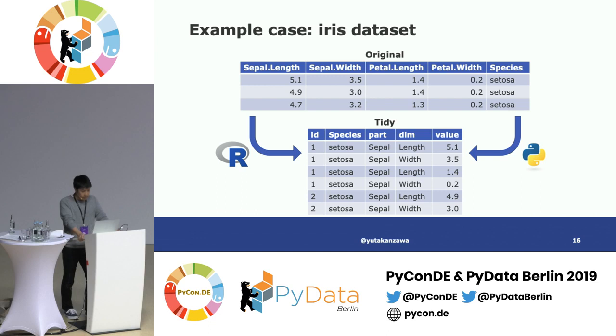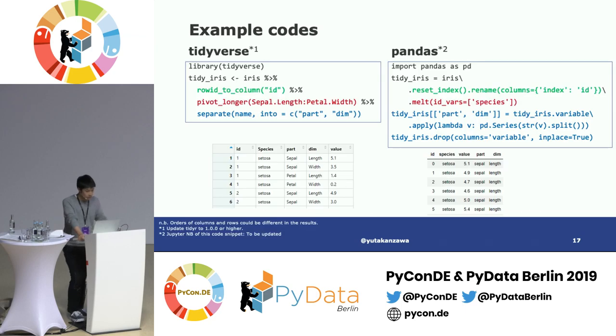So this is the iris dataset. In case you don't know about that, the original iris dataset is not so tidy for me. It's because length and width, which are included in the column, should be treated as values of a dimension, like the below. So I want to tidyfy it. How can I do that in R and Python?